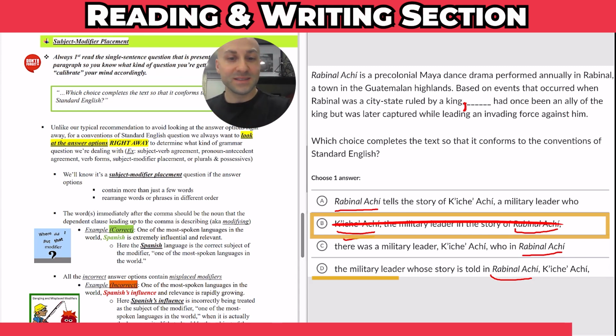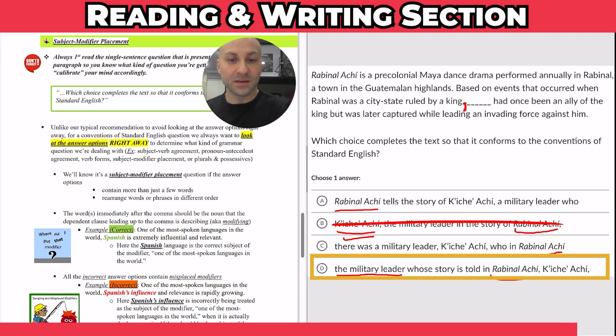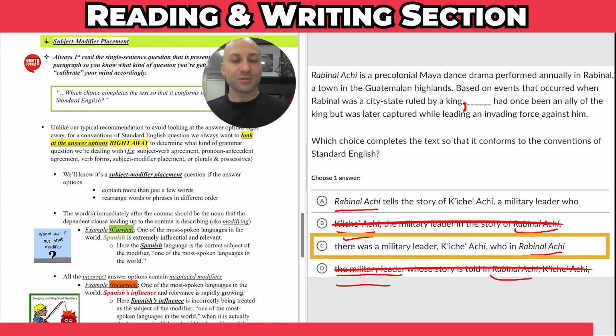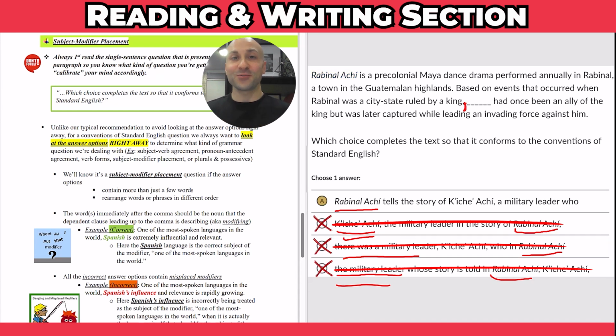That doesn't make sense. Same thing here, it talks about the military leader, which is this Kiche Achi, but that's not what we're referring to. We're referring to the actual dance drama. And then option C doesn't make sense either. Based on events, there was the military leader. No, we're talking about the drama. So we eliminate B, C, and D, and that makes A the correct answer. And remember, you got this.